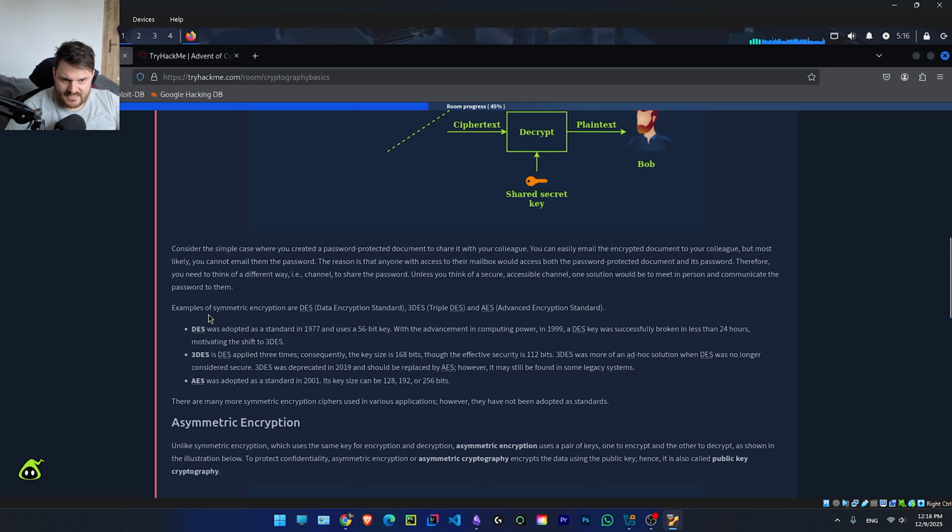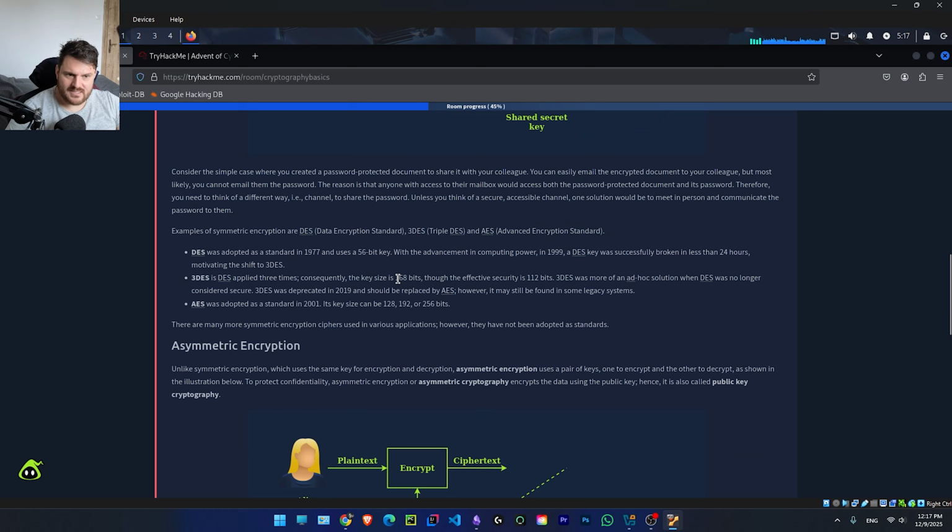Examples of symmetric encryption are DES, Data Encryption Standard, 3DES, Triple DES, and AES, Advanced Encryption Standard. DES was adopted as the standard in 1977 and uses a 56-bit key. With the advancement in computing power, in 1999 DES was successfully broken in less than 24 hours, motivating the shift to 3DES. 3DES is DES applied 3 times. Consequently, the key size is 168 bits, though the effective security is 112 bits.